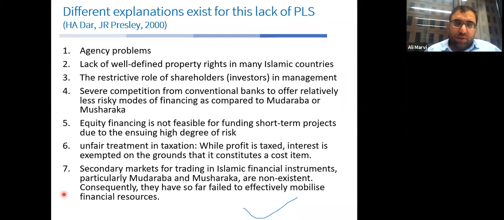And so the Islamic banks, if they put many of their resources into Mudaraba and Musharaka contracts, will have a very hard time effectively mobilizing financial resources, actually. So these are the main explanations presented by Islamic scholars for the lack of PLS contracts in practice.